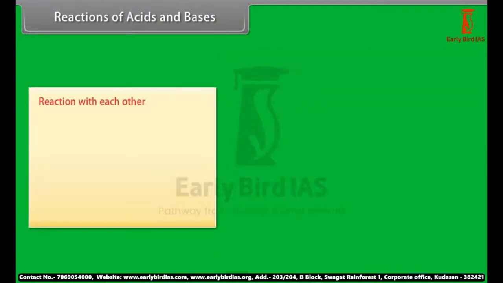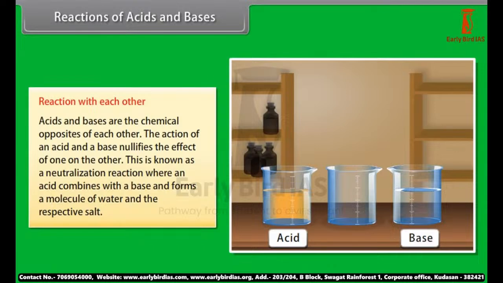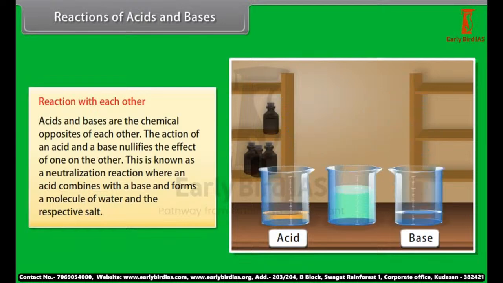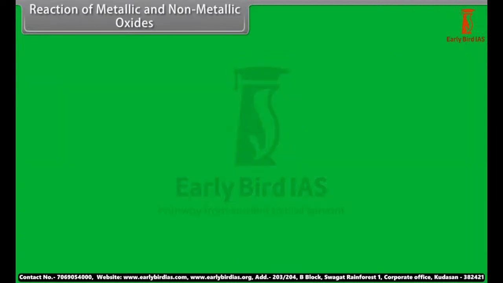Reaction with each other. Acids and bases are the chemical opposites of each other. The action of an acid and a base nullifies the effect of one on the other. This is known as neutralization reaction. In this reaction, an acid combines with a base and forms a molecule of water and the respective salt. Reaction of metallic and non-metallic oxides.